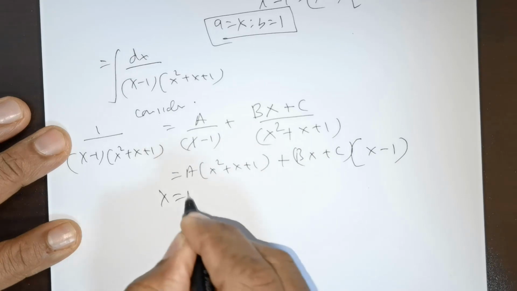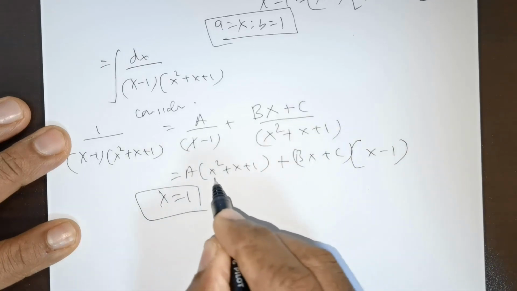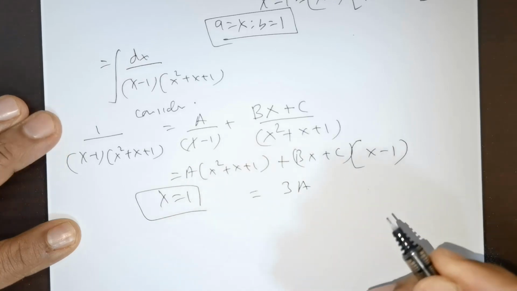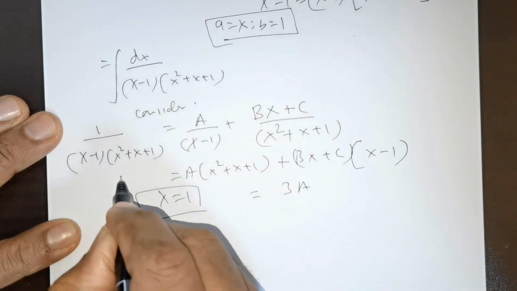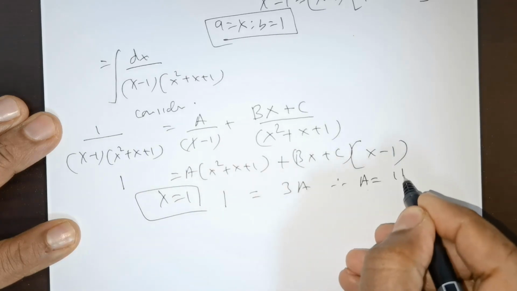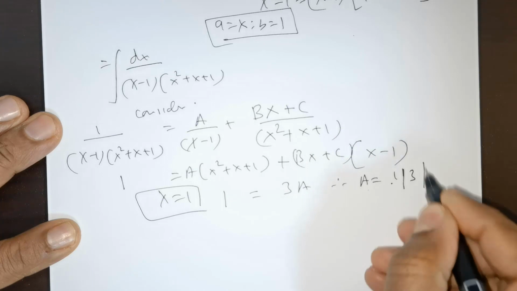I take x is equal to 1. This will become 0. 1 and 1, 2 and 3. So this is 3 times a. And on the left you got 1. So 1 is equal to 3 times a. Therefore a is equal to 1 over 3.